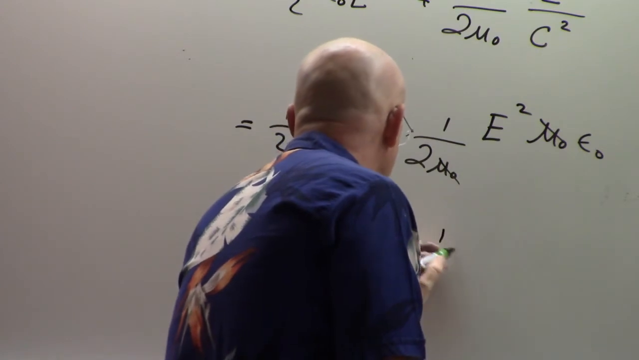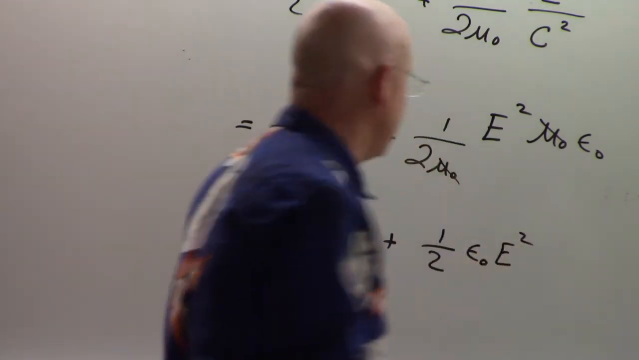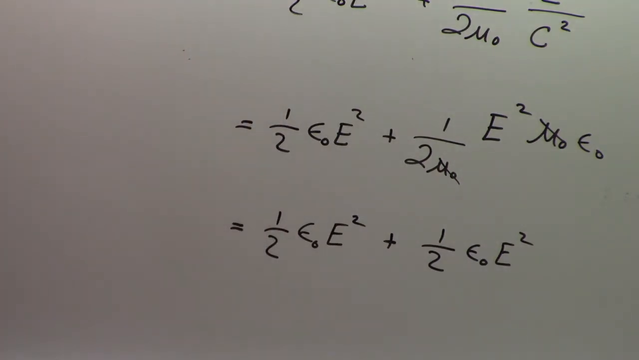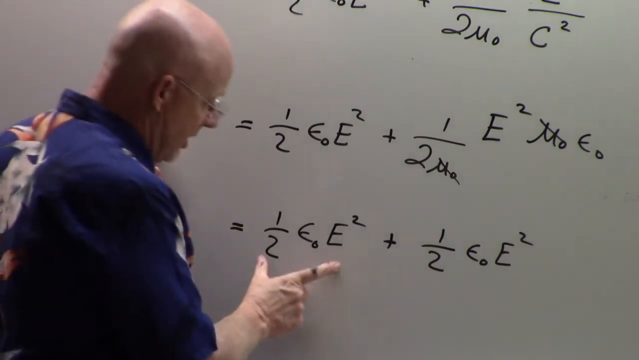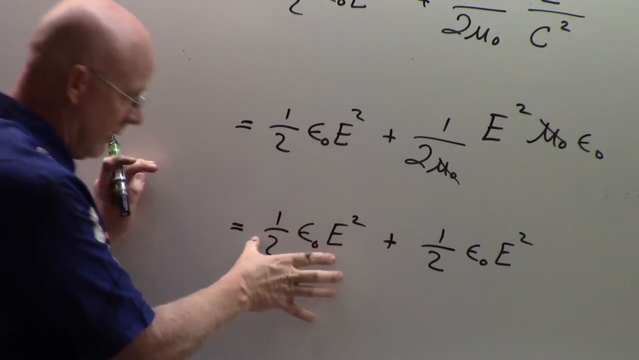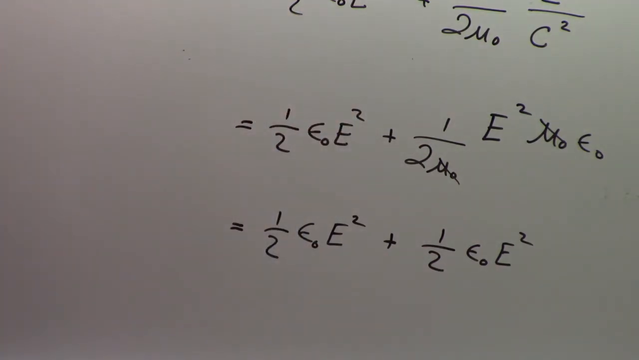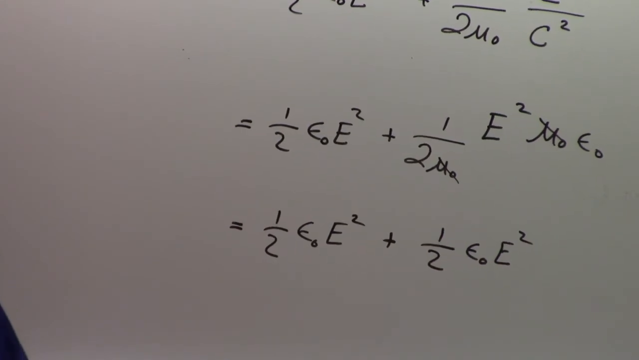And the magnetic one, when I write it this way, actually is exactly the same form. And so what this tells me is that the amount of energy in these waves that is made out of electrical energy is the same as the magnetic. And so my first question about which one had more energy, I guess I've answered it. They're exactly the same.